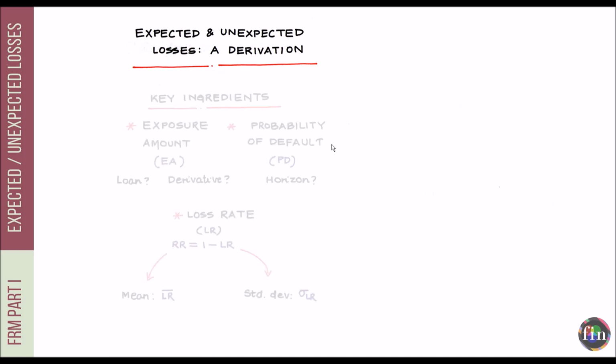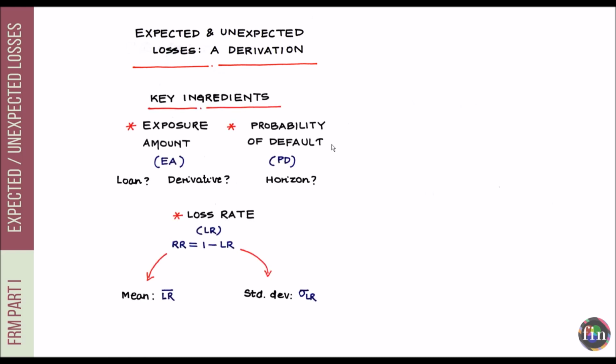So let's first begin with the key ingredients or inputs that we will need. The first input that we need is what we refer to as the exposure amount. Think of the exposure amount to be the loss that you will incur when your counterparty defaults at any given point in time.